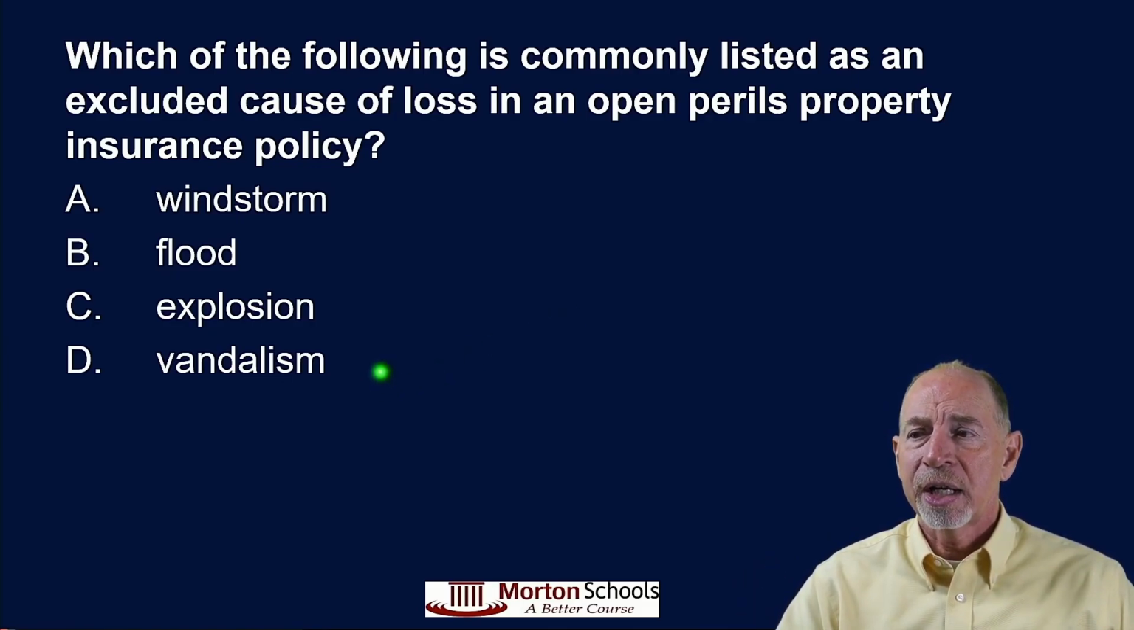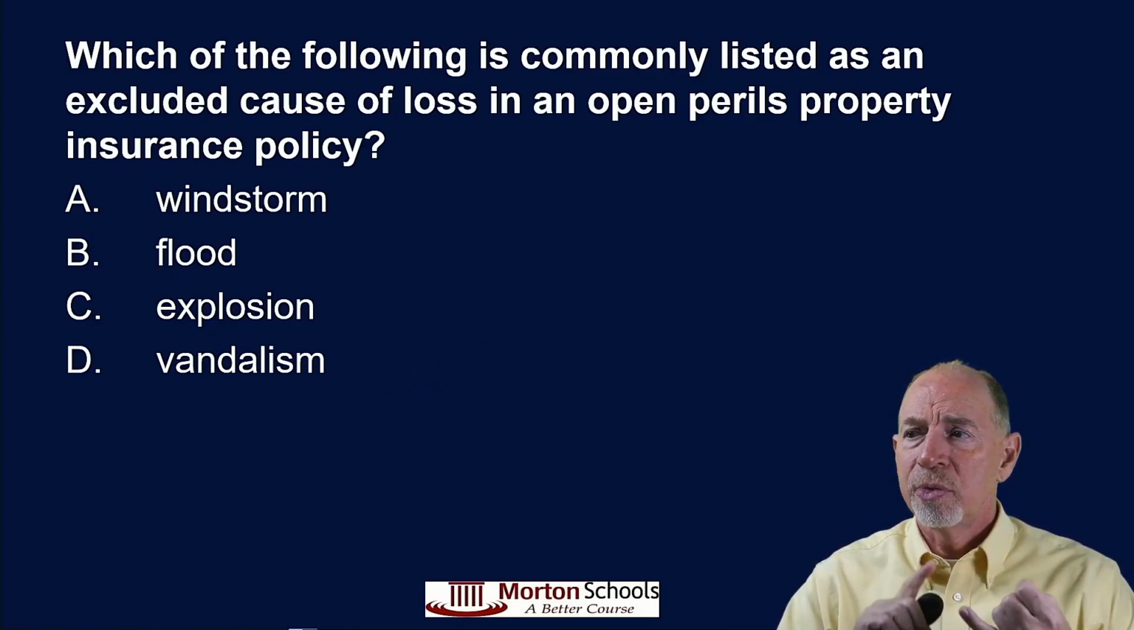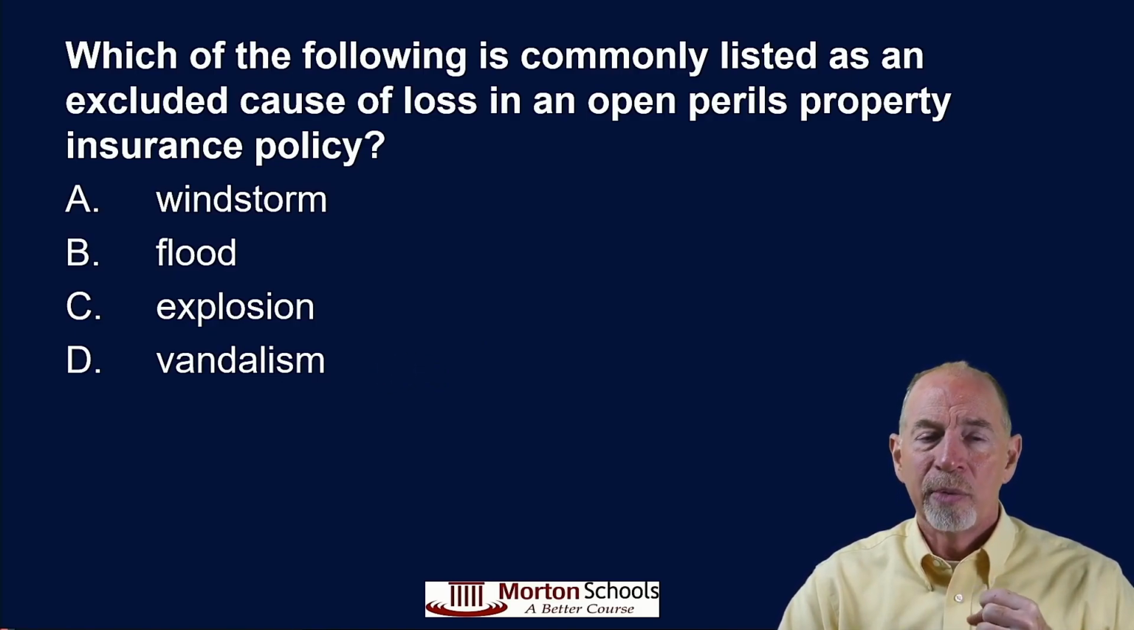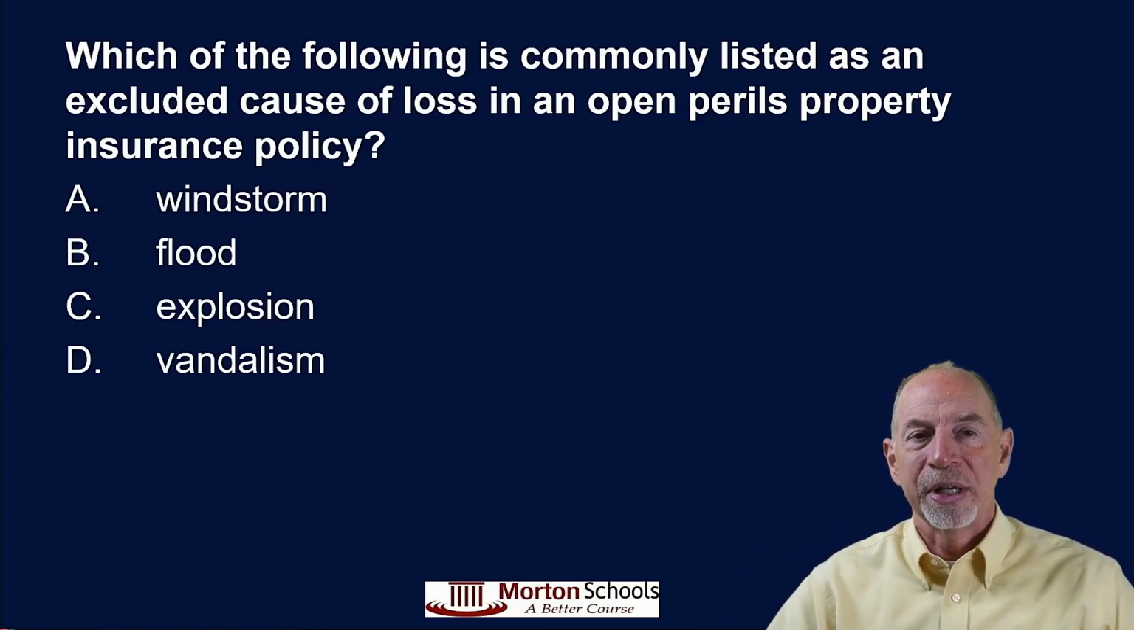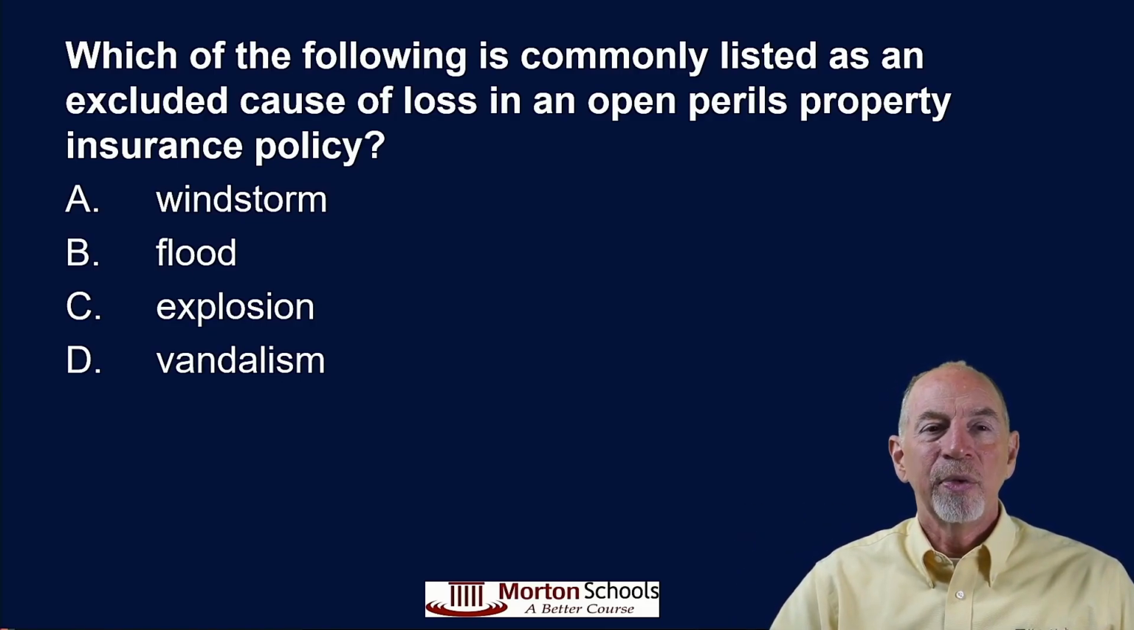So vandalism, is that covered? Well, we saw vandalism would be on a named peril list. Would it be covered under open perils? The answer is absolutely, because it's not what? It's not excluded. Explosion, also we saw that on that list. For named perils, it would not be excluded. Flood, however, as we mentioned, flood requires a what? A separate policy. That would be excluded. And windstorm was once again on that list of named basic perils. So these things are going to be covered. The item that would be excluded here is flood.